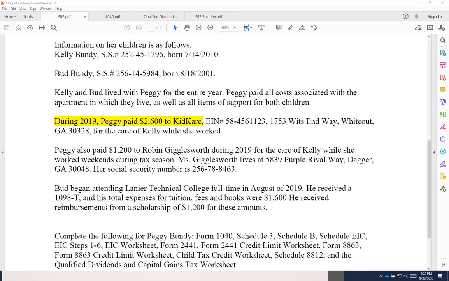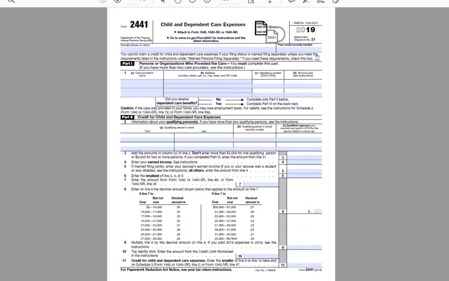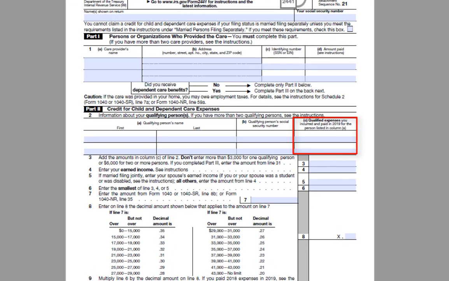During 2019, Peggy paid $2,600 to KidCare. Peggy also paid $1,200 to Robin Gigglesworth for the care of Kelly while she worked weekends during the tax season. This information relates to child and dependent care expenses credit. Fill out Form 2441 if applicable. It would determine how much is the qualified expense and how much of those qualified expense based on income level would qualify for the credit.